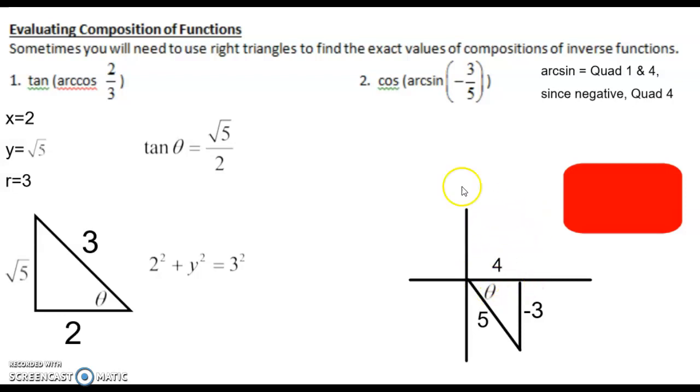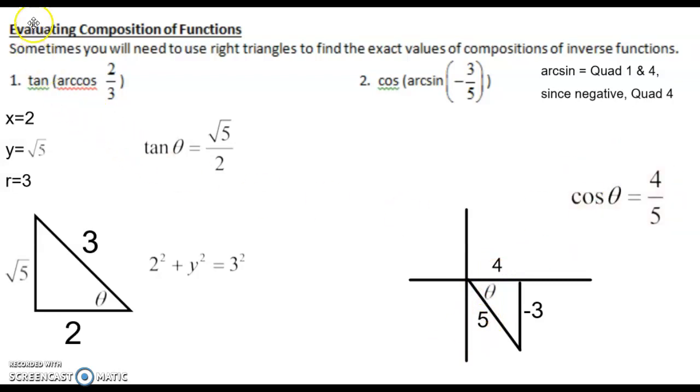Again, you could answer this the same way, doing x, y, and r, listing those if you're more comfortable that way. If you wanted to draw a triangle, I would suggest knowing what quadrant you're in so you know what value is negative. So here we want to find the cosine. Cosine is adjacent over hypotenuse, so therefore our cosine is 4/5.